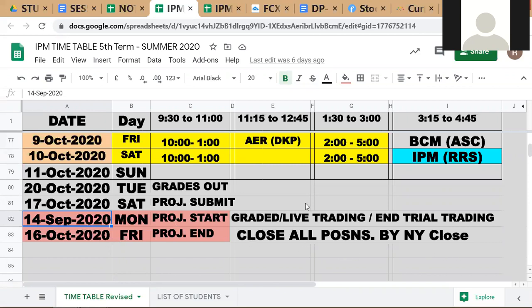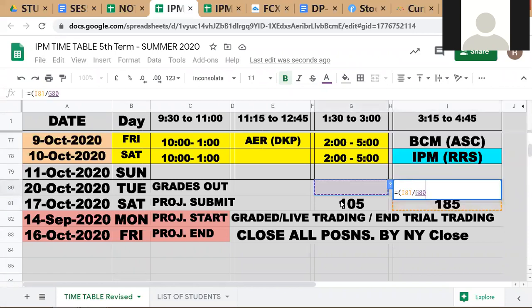Let's say your starting balance was, say, 5. I'm just giving an example. Then your ending balance was, say, 185. Then your return will be calculated as 80, basically 80 percent. The general way we write the formula is ending divided by starting, minus 1. This is a percentage.